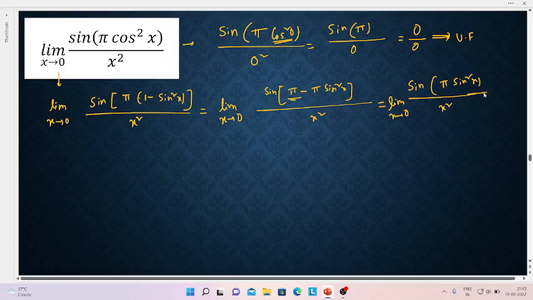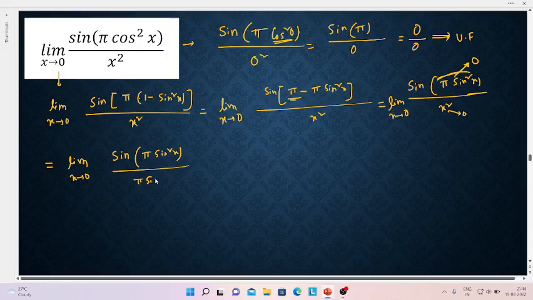Now you can see that when we put x tending to 0, that total part is tending towards 0, because sin square 0 is nothing but 0, and 0 times pi is 0. Similarly, the numerator part is tending towards 0. Now we can divide by pi sin square x. So the limit as x tends to 0 will be sin(pi sin square x) upon pi sin square x, and we have to multiply by pi sin square x because the equality should be maintained. We have to write that down.